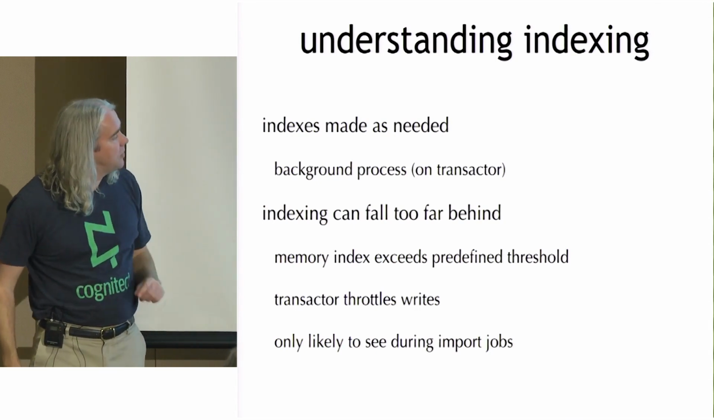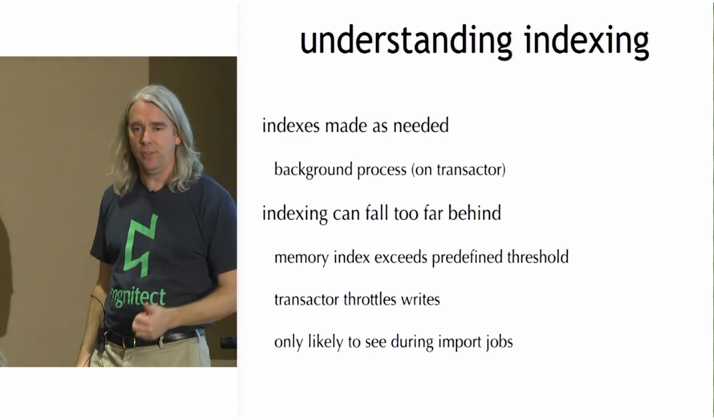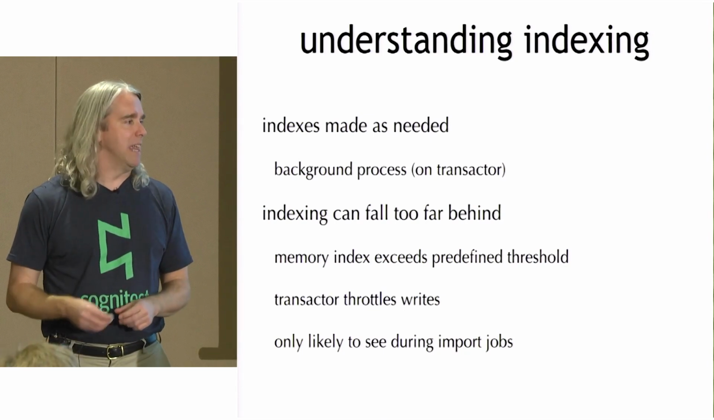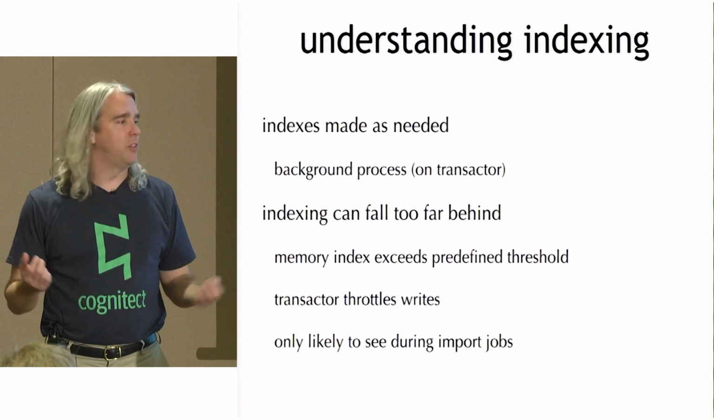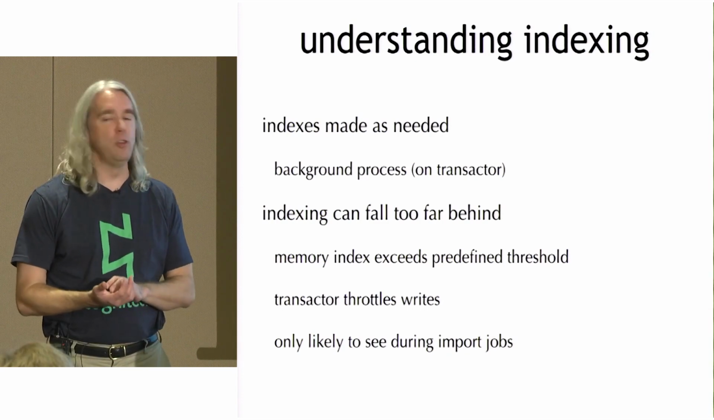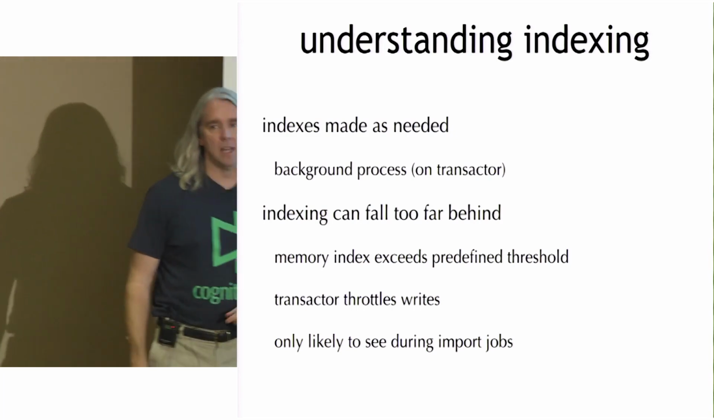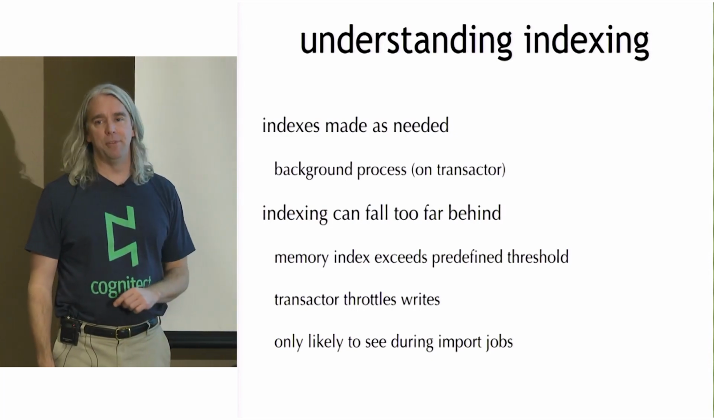When the transactor hits that limit, it will throttle writes. So what it will do is start taking only one write every minute, or something like that. So it's essentially unavailable. It still takes a few writes, you can still tell it's alive, but it will essentially become unavailable until indexing catches up. You will only see this during import jobs.